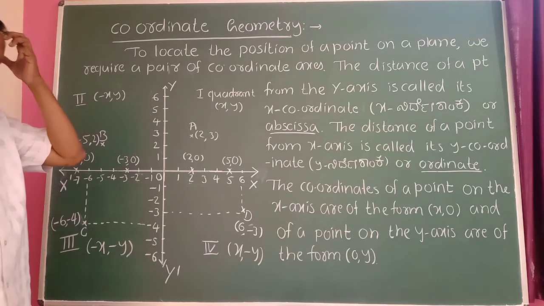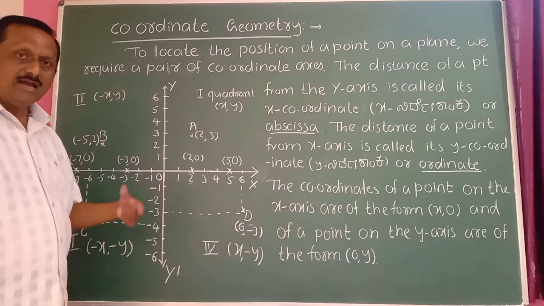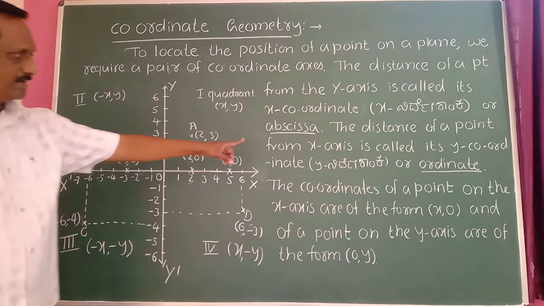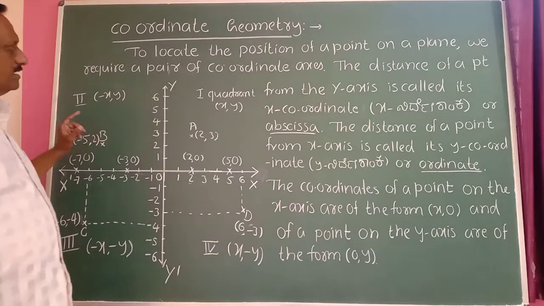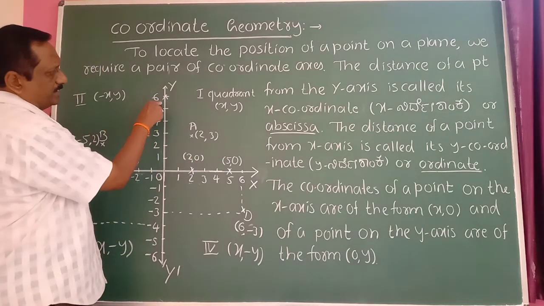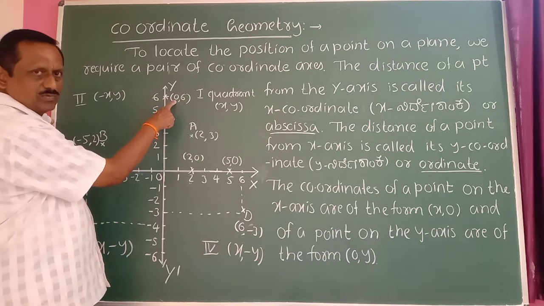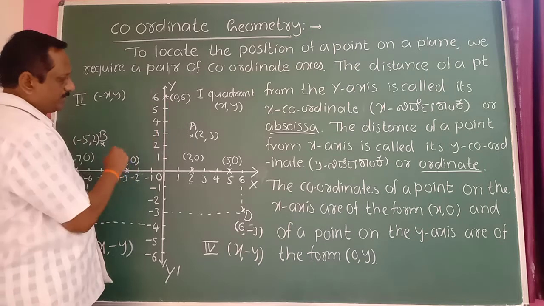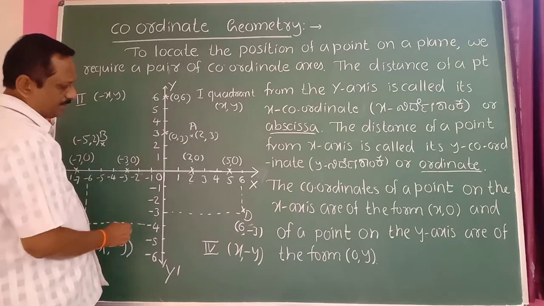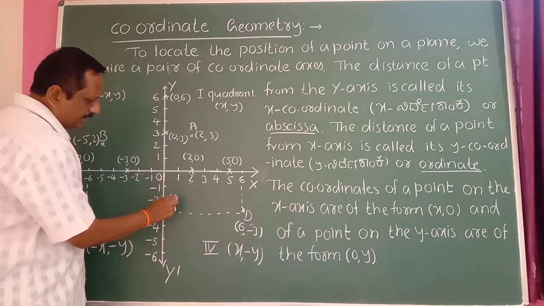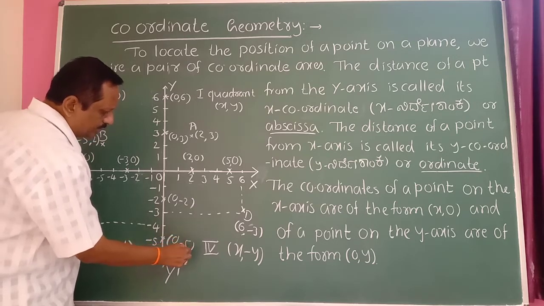On the x-axis, the y coordinate is always 0. And on the y-axis, the x coordinate is always 0. Abscissa means x coordinate. Abscissa is always 0 on the y-axis here. Consider this point here. Then its coordinate is (0, 6). Abscissa is 0, or x coordinate is 0 here. Suppose I take this point here, then its coordinate is (0, 3). Take this point, then it is (0, -2). Take this point, then it is (0, -5).